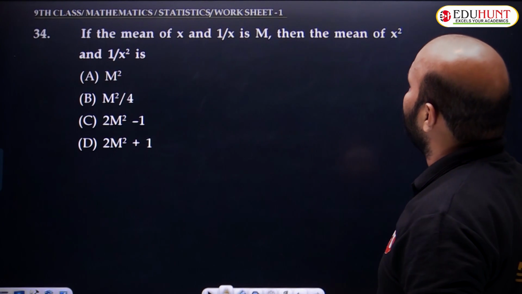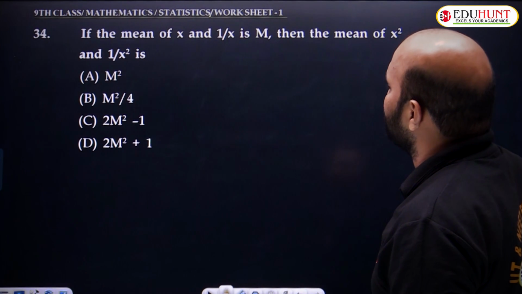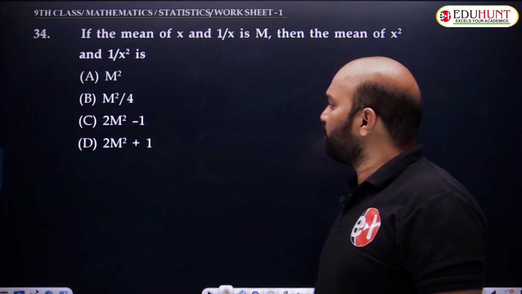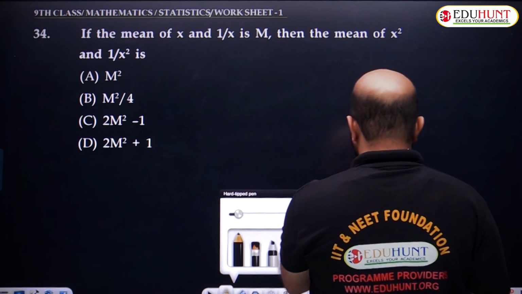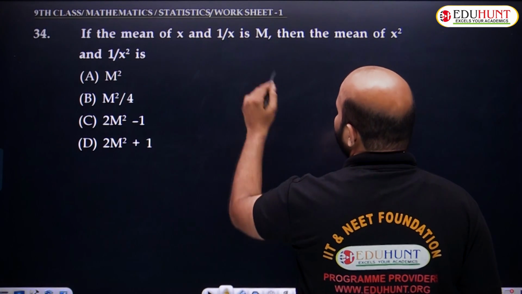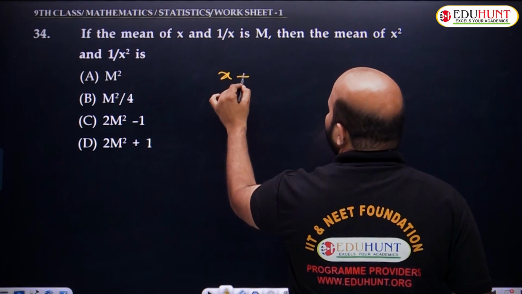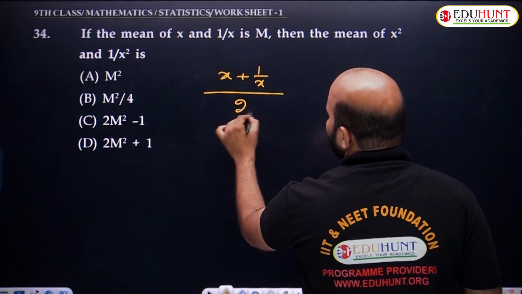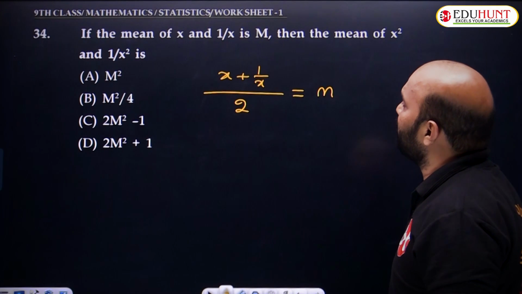If the mean of x and 1 by x is M, then the mean of x square and 1 by x square is: option A, M square; option B, M square by 4; option C, 2M square minus 1; option D, 2M square plus 1. So clearly we need to notice what I am given first: the mean of x and 1 by x is M. Here only 2 observations are given, x and 1 by x. Mean is nothing but the sum of observations by the number of observations.